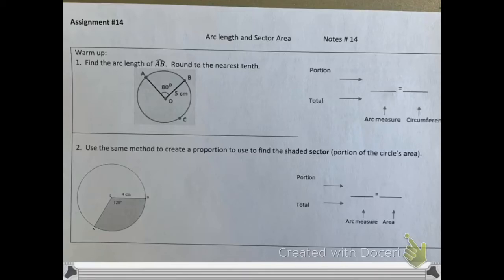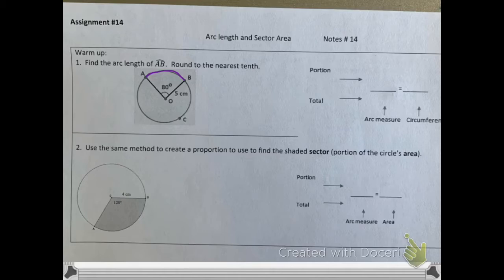For the warm-up, number 1, we are asked to find the arc length of AB, and this requires us to set up two equal ratios. So first I'm going to highlight AB. I know if it has two letters, it should be less than 180, so this is arc AB. So let's go ahead and fill in our two equal ratios here.